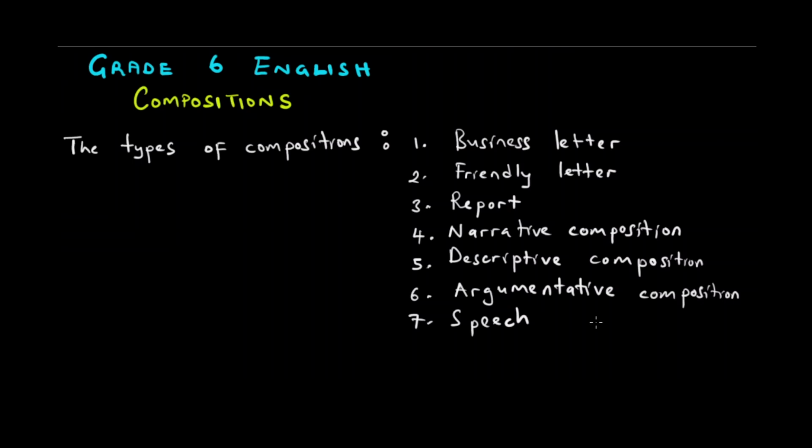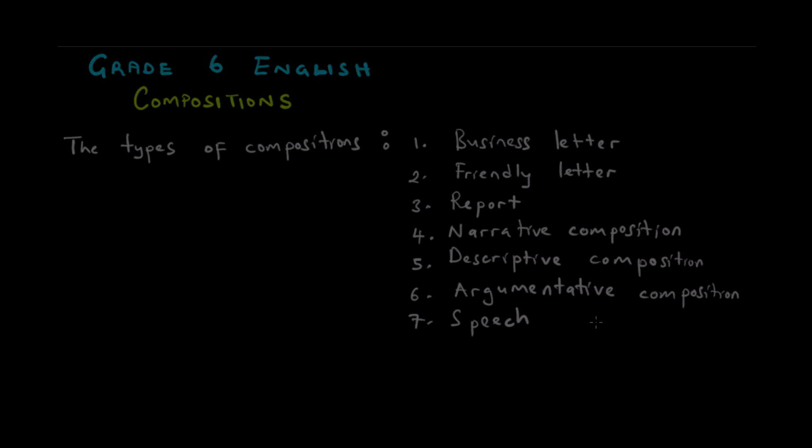So when we get to an argumentative composition, it's going to be apparent. We are going to learn how we write it. Those are the 7 types of compositions we should learn how to write.